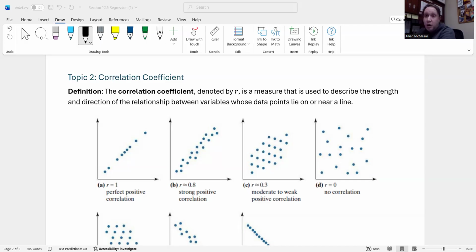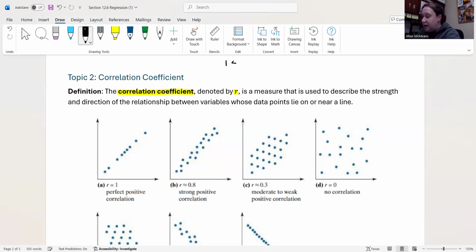This correlation coefficient is going to tell us how compact around a line these points are. As a definition, the correlation coefficient, denoted by a lowercase r, is a measure that is used to describe the strength and direction of the relationship between variables whose data points lie on or near a line. So we're looking for a number that's going to tell us how strong this linear relationship is.